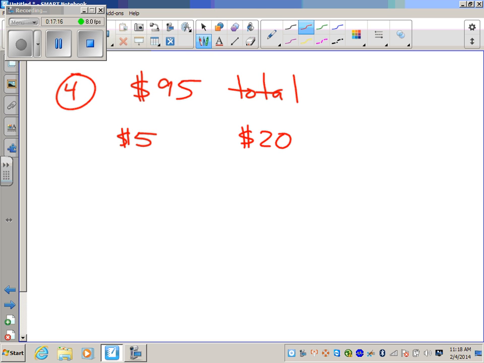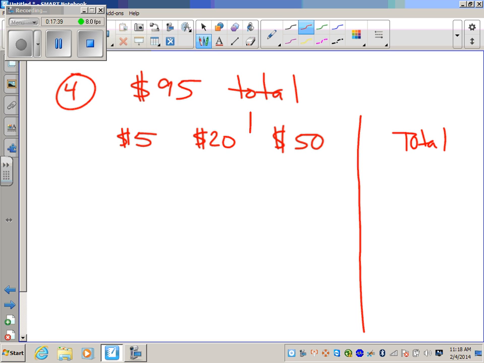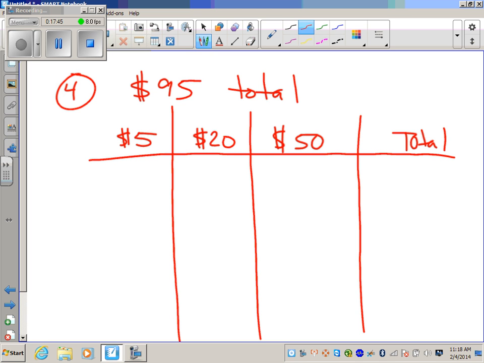Did they use a 50? Did they use 50s? They said no bills greater than 50. Okay. All right. So I need to use the bills that are up there to give us $95.